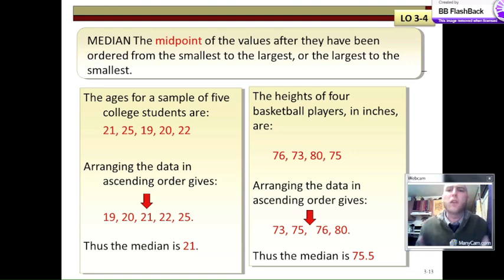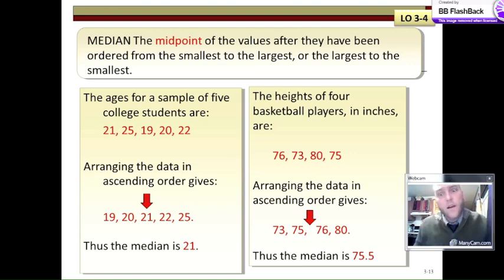Now, I say roughly because in some cases we have an odd number of data points, here 5. Now I say half of 5 is 2.5. Well, 19 and 20 are below, 22 and 25 are above, so it's half rounded.